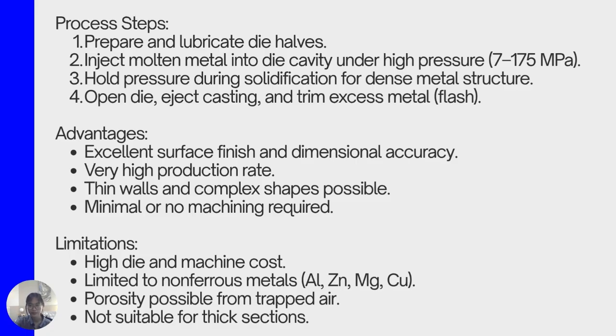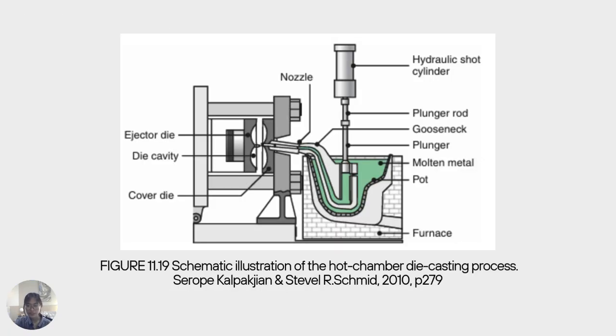precision manufacturing. Now, this is a schematic illustration of a hot chamber die casting process. Here on the very left, we can see the injector die, the die cavity, and the cover die, and then on the right is the hydraulic shot cylinder, with the plunger rod and gooseneck that is pouring the molten metal into the pot, and below is the furnace.